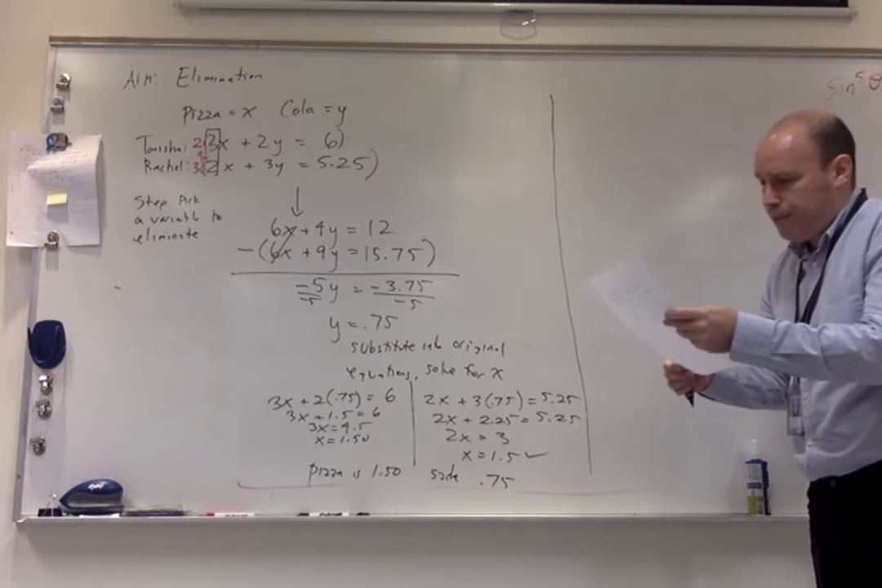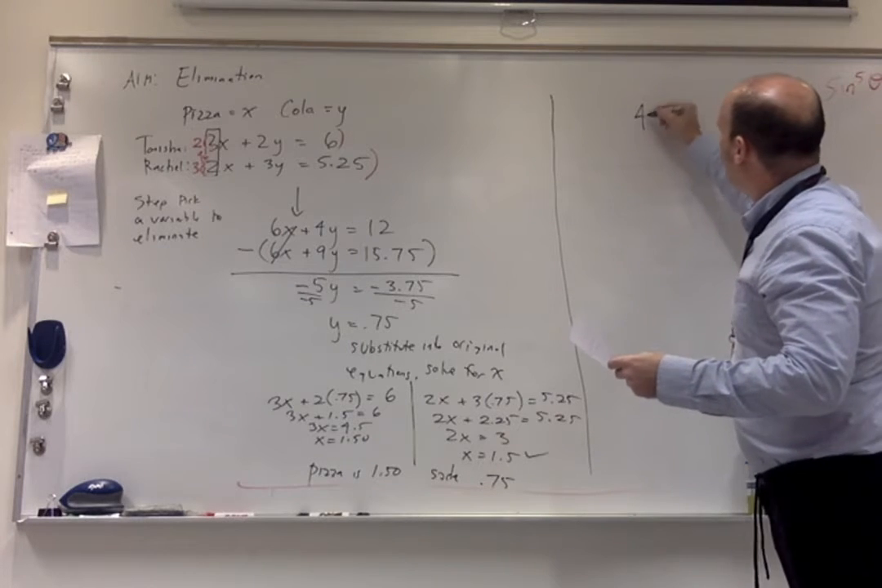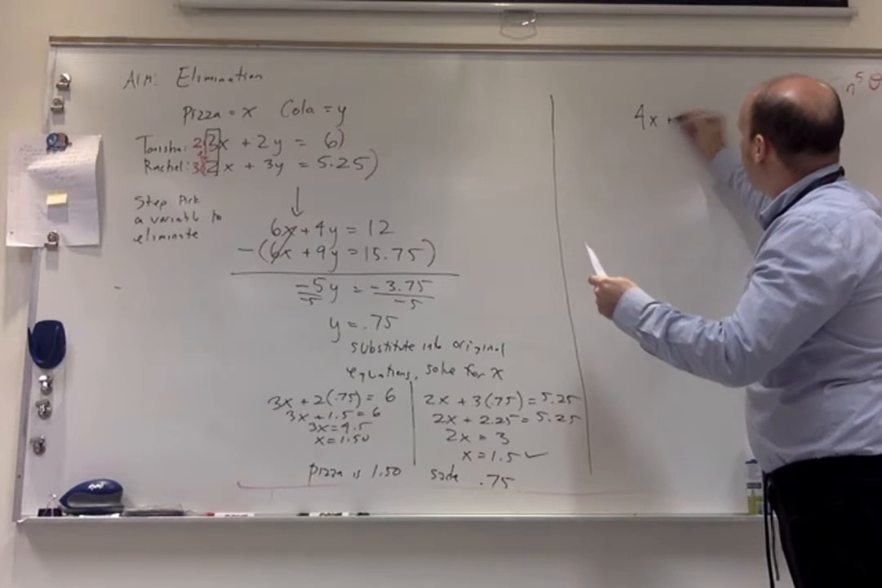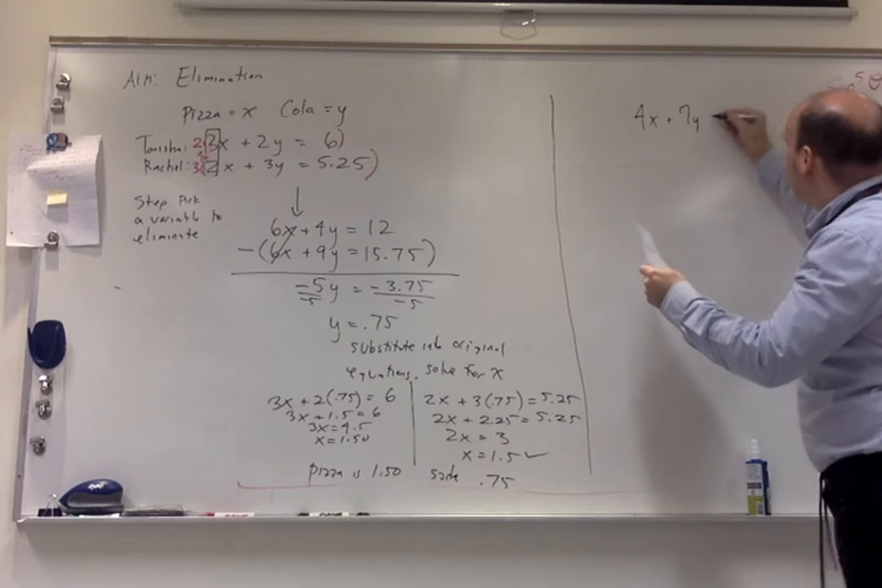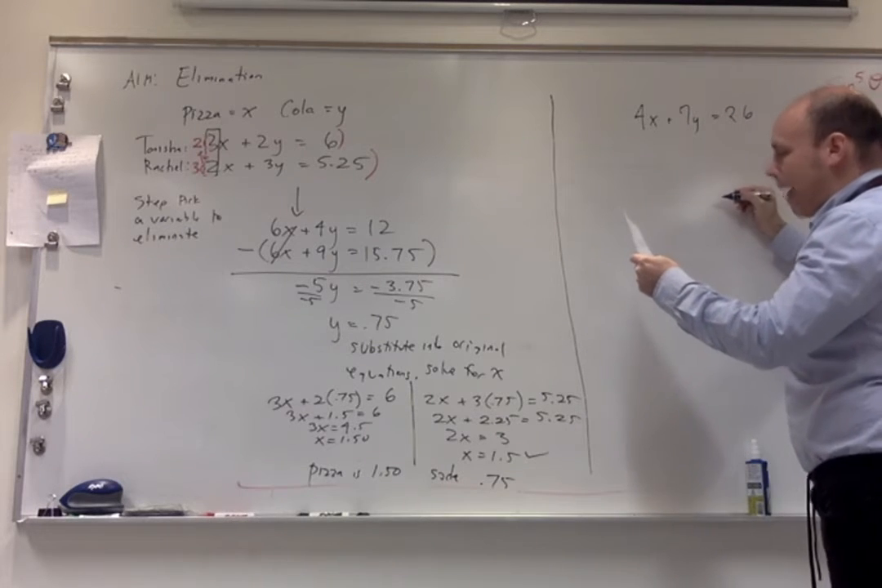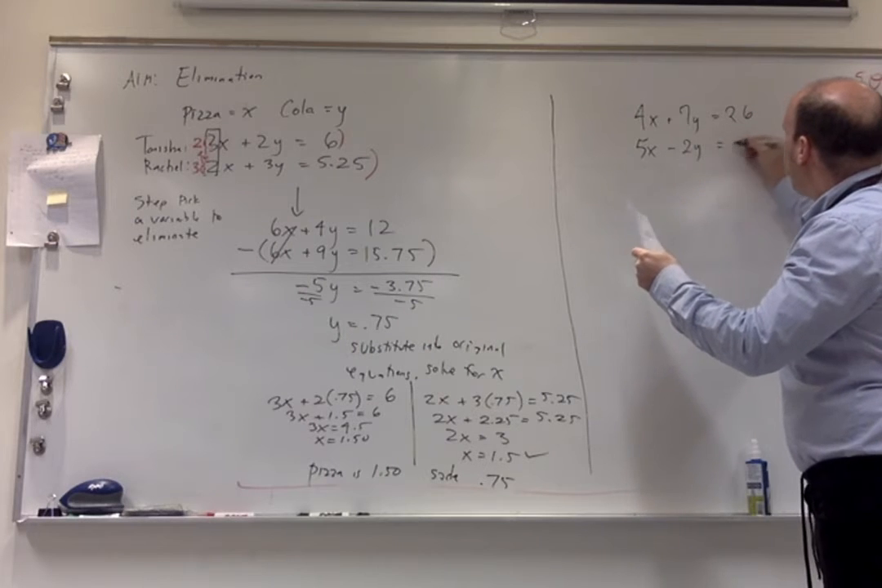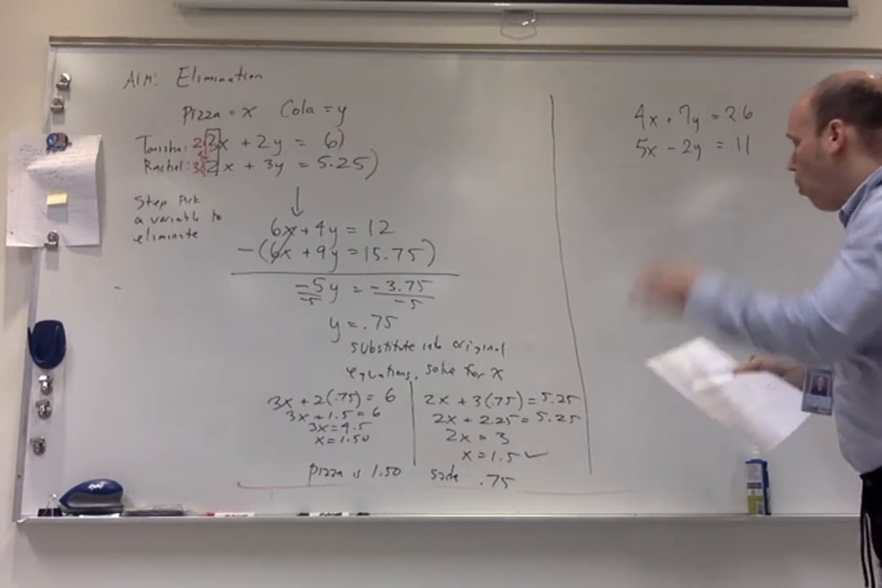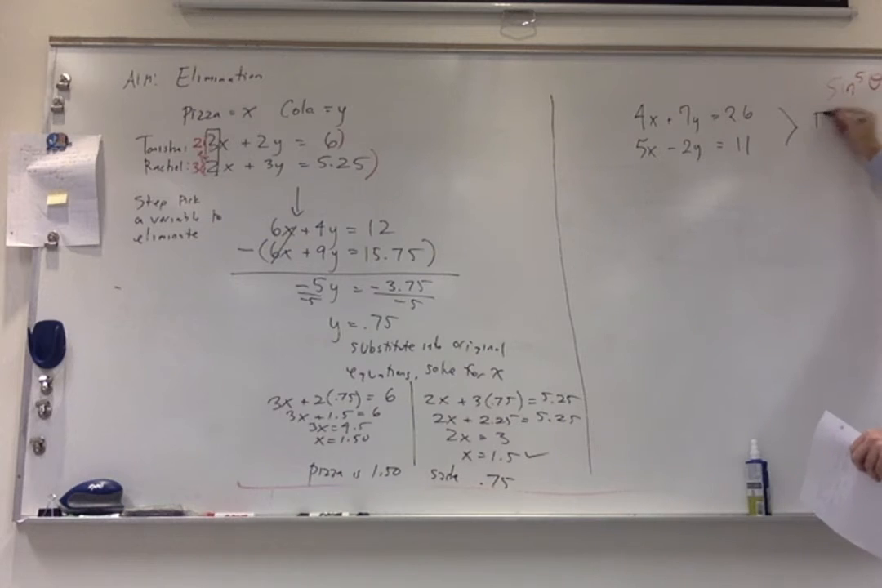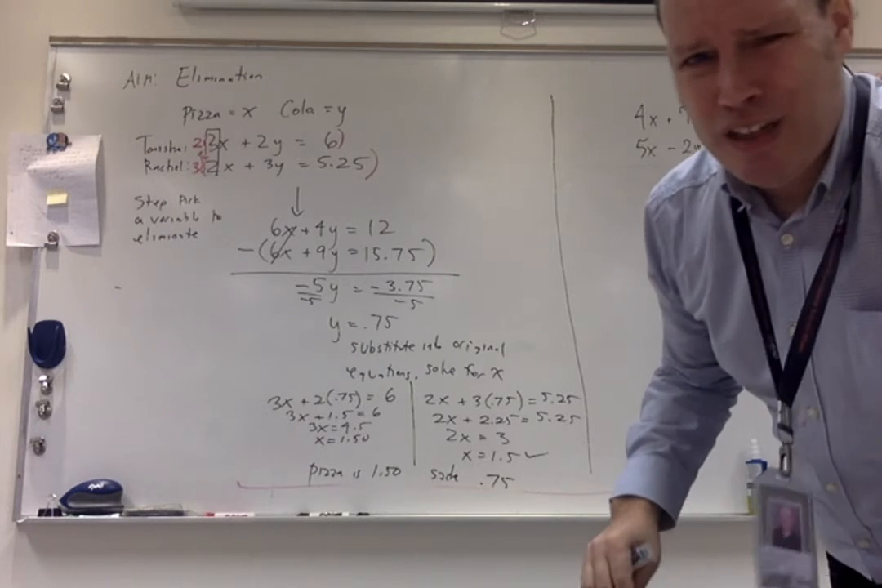How about 4x plus 7y equals 26, and 5x minus 2y equals 11. It's in the form ax plus by equals c. We like that.